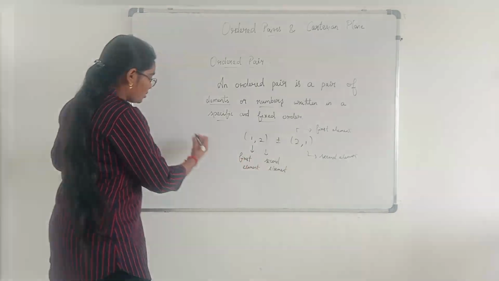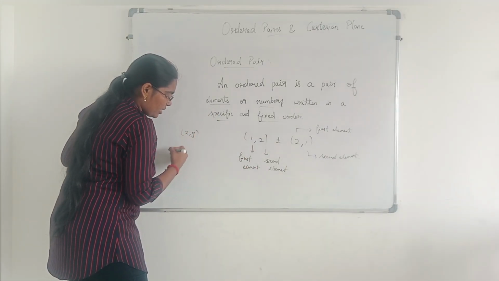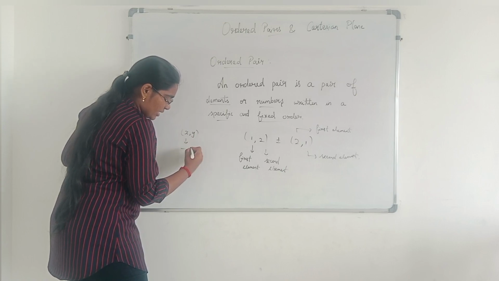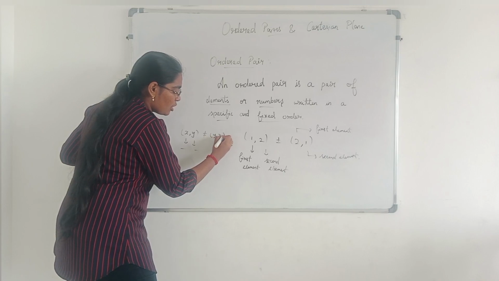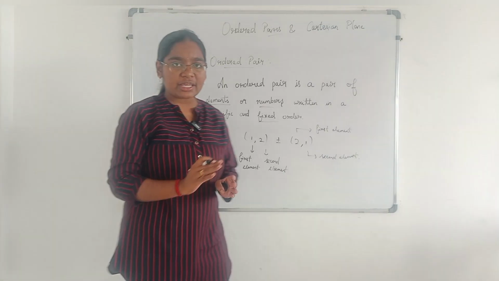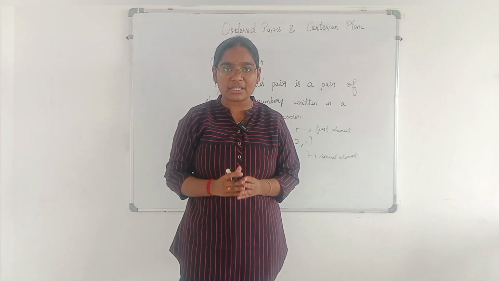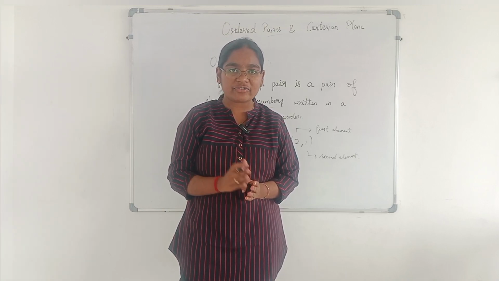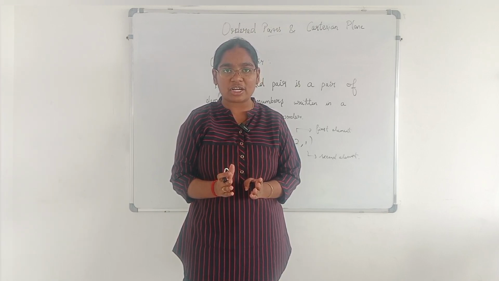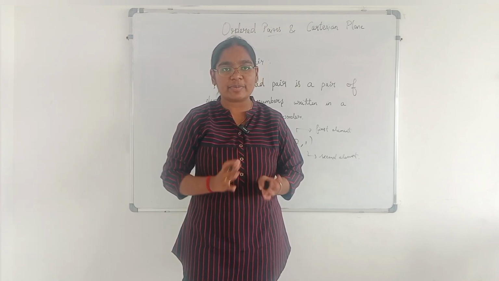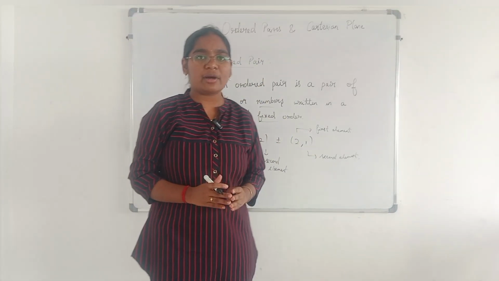Now these are numbers. If we consider any elements like x, y, this is the first element and this is the second element. This x, y is different from y, x. These are examples of ordered pairs. An ordered pair is a pair of numbers written in a specific and fixed order. If we change that order, then the whole value will change. That's why 1, 2 is different from 2, 1.